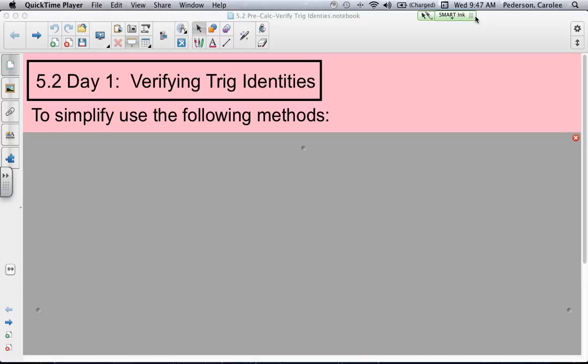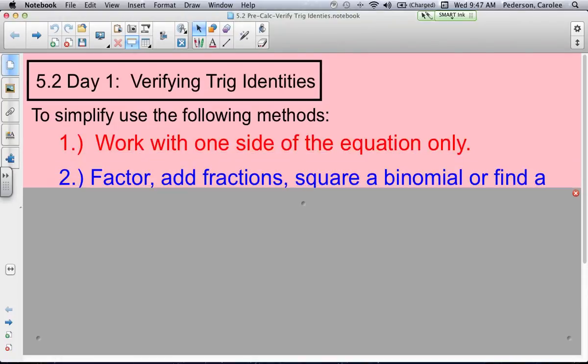Here are some tools for you. Work with one side of the equation only. You don't need to write this down. We'll get enough practice today. Most of the time, it's the left side. Most of the time, it's the more difficult looking side, the longer looking side to work with.